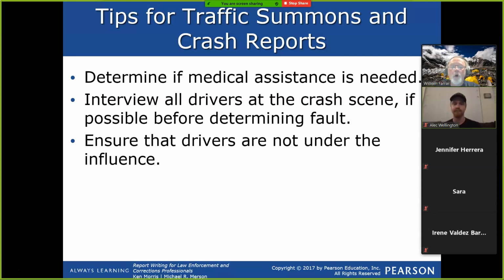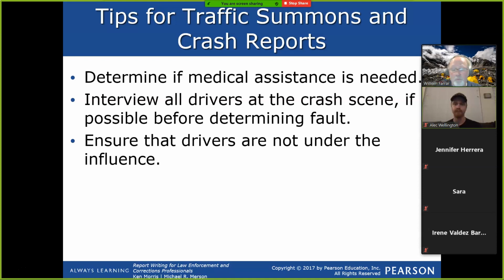So, these are all things that we have to consider. And then finally, make sure that the drivers aren't under the influence. Not everybody has to get a field sobriety test, which we're going to talk about in just a minute. But if you see something, just investigate it a little bit further. A lot of times it's very obvious, but a lot of times it may not be.